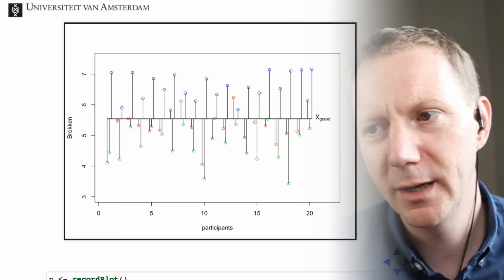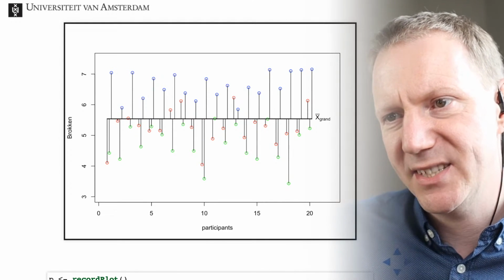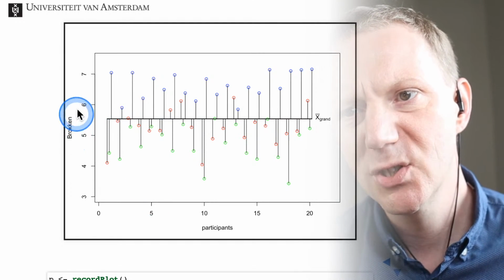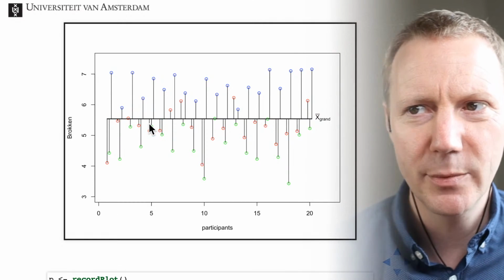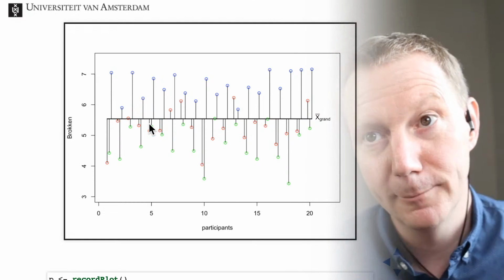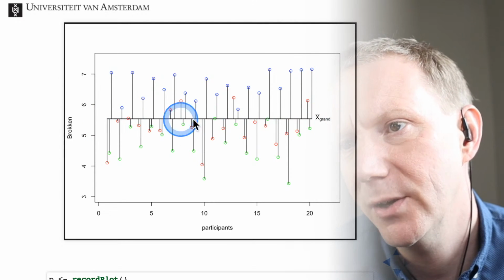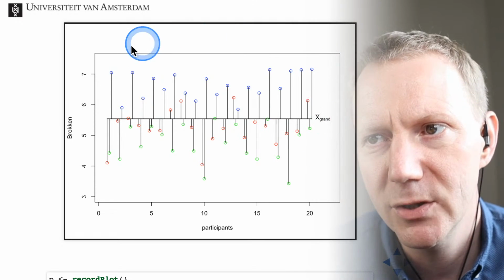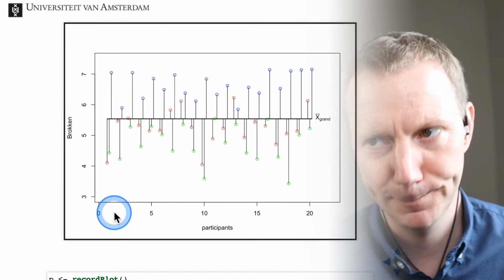So what I've done here is again put all the participants on the x-axis, and the scores, the amount of accidents within the driving simulator, on the y-axis, and the horizontal line is the grand mean, the total mean for all the individual scores that we have collected.